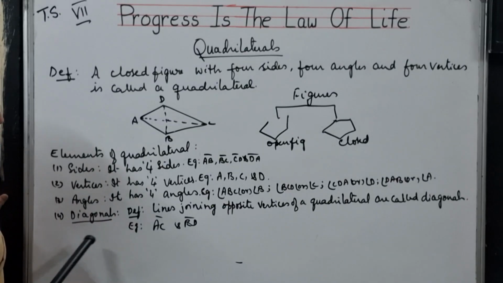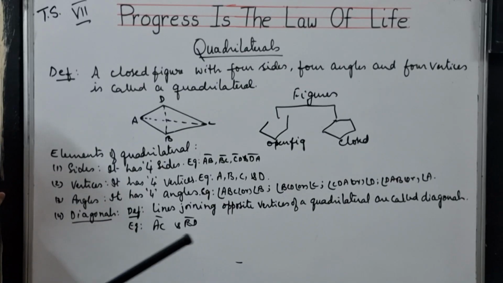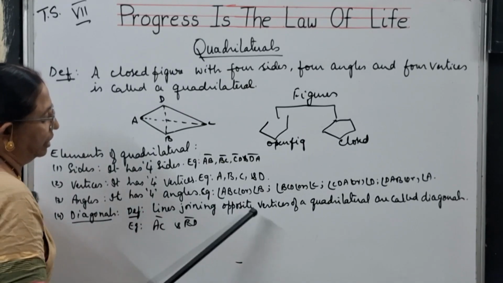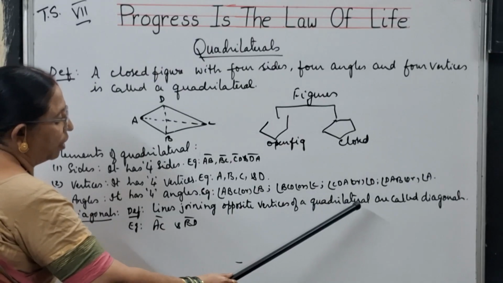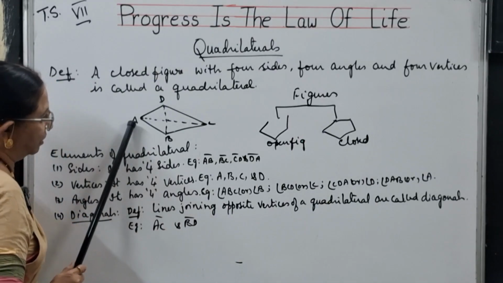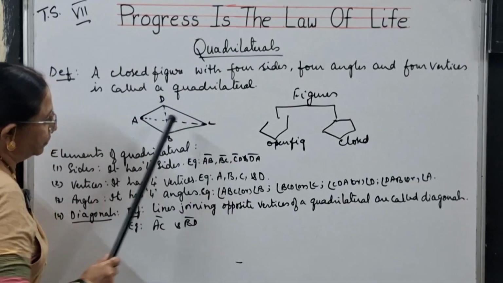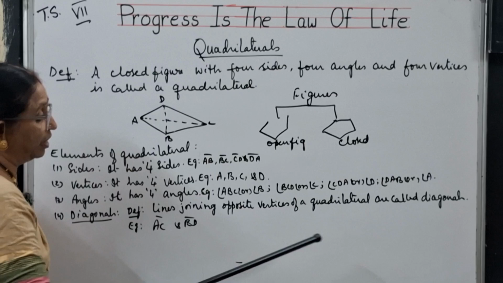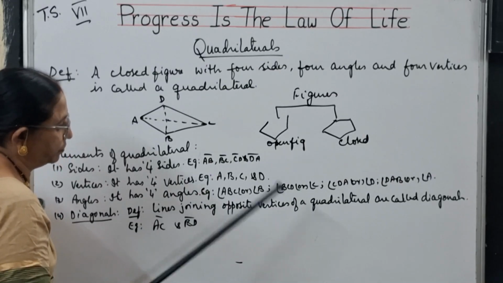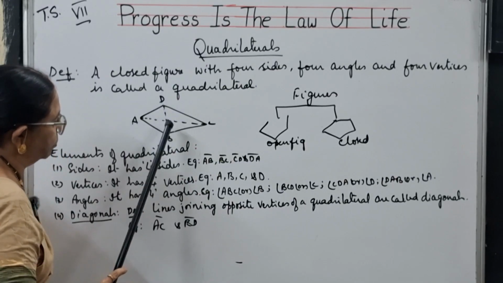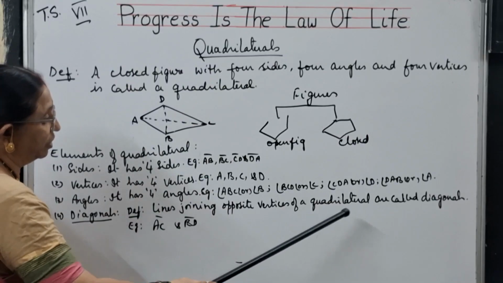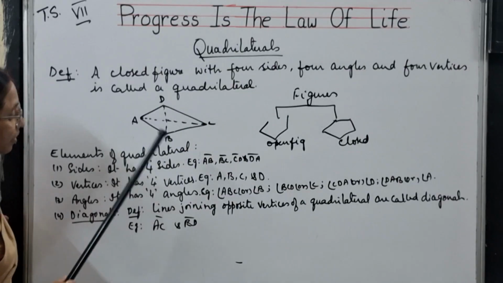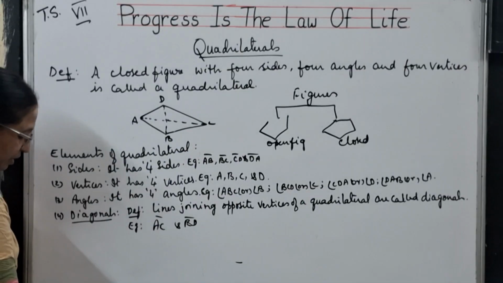Now what about the diagonals? Actually, what is the meaning of diagonal? That first you should know. Diagonal definition is lines joining opposite vertices of a quadrilateral. See, A is there, its opposite vertex is C. B is there, its opposite vertex is D. Vertex is singular, vertices is plural. So, if you join the opposite vertices, the line segments are called diagonals. So, in the example, AC is one diagonal and BD is another diagonal.